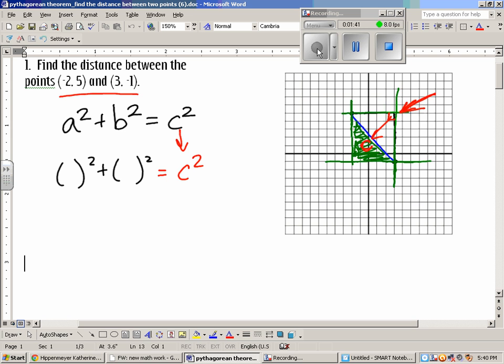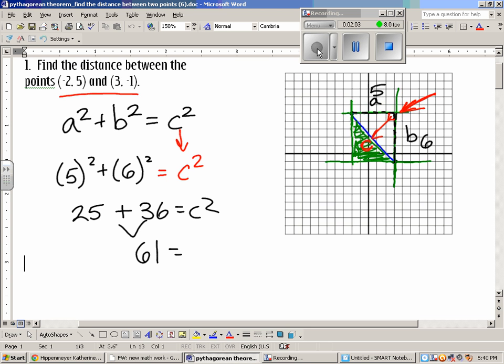We do know A and B. We can count the lengths. So I'll label this B, I'll label this A. A is 1, 2, 3, 4, 5 units long, and B is 1, 2, 3, 4, 5, 6 units long. So all I do is fill in 5 for A, 6 for B. I square 5 and I get 25. I square 6 and I get 36. Add those two together, you get 61.